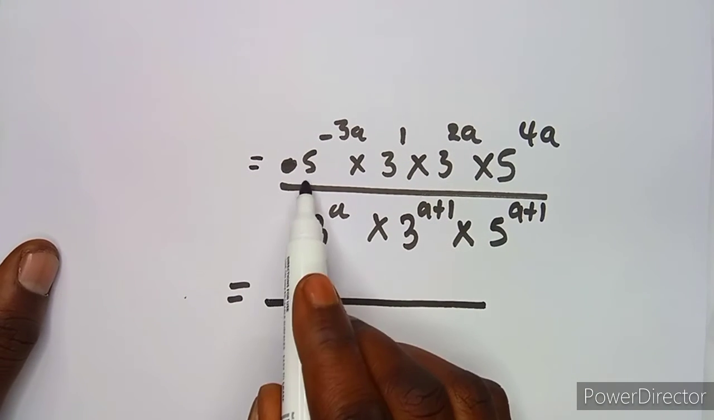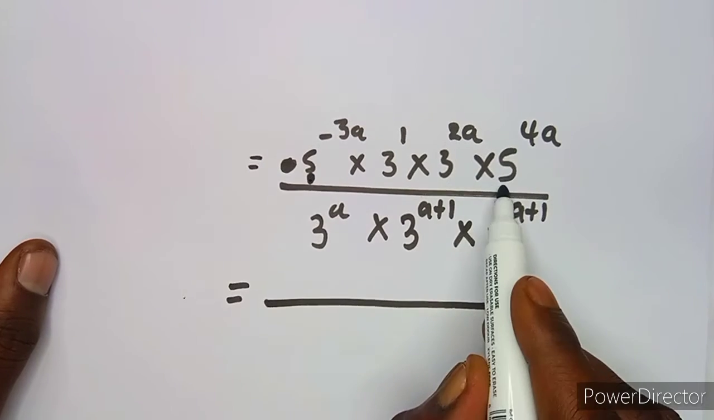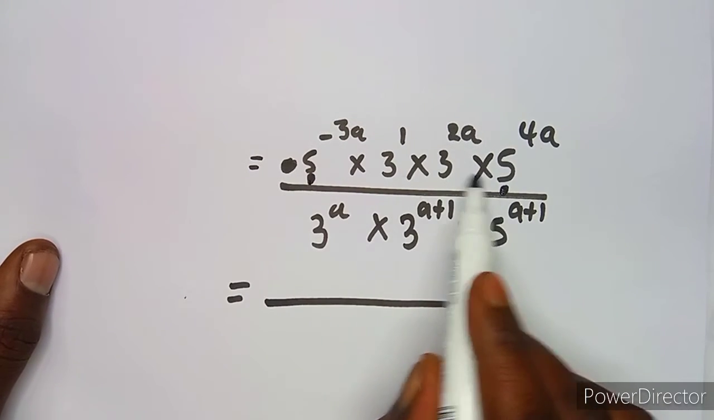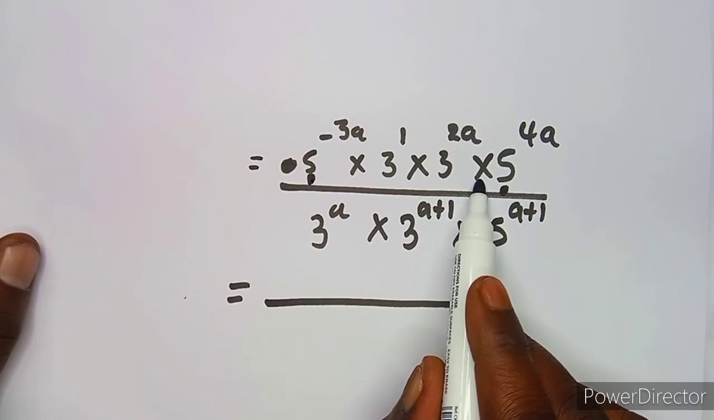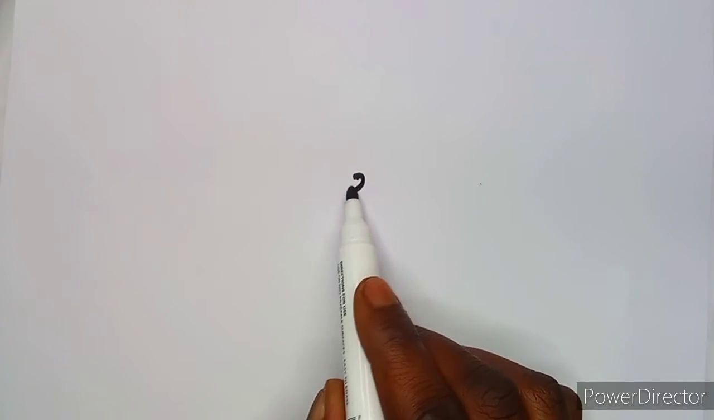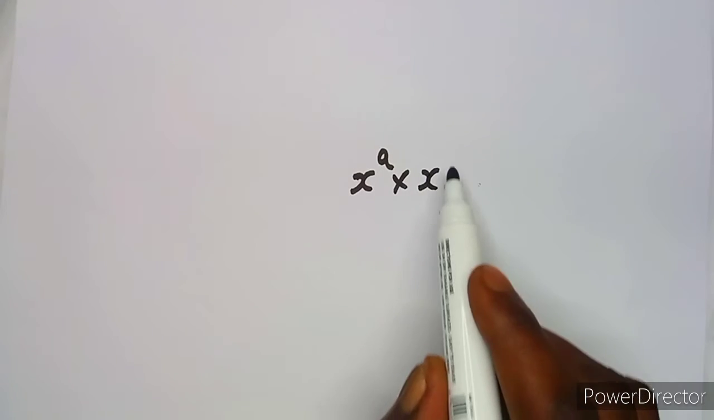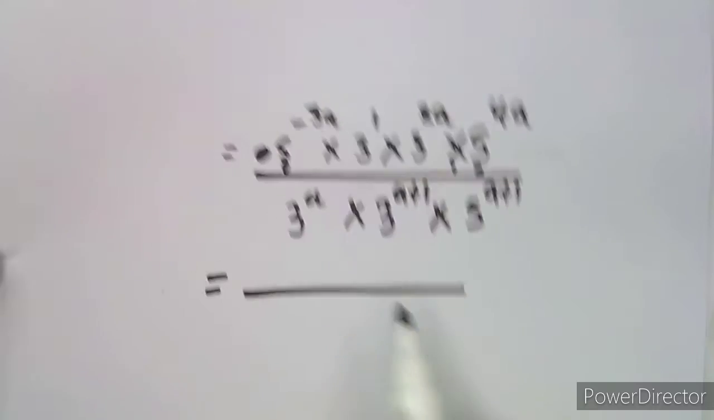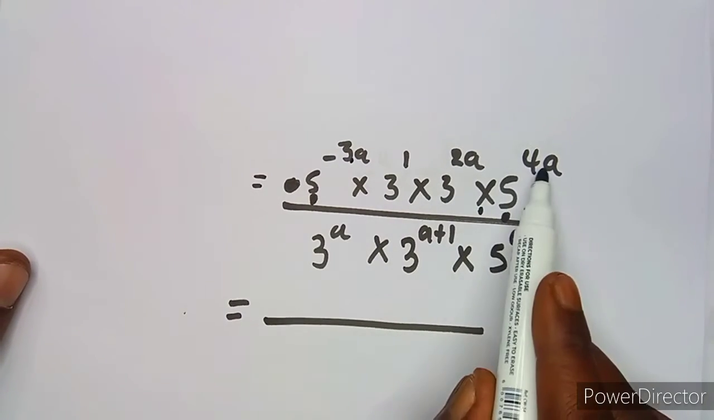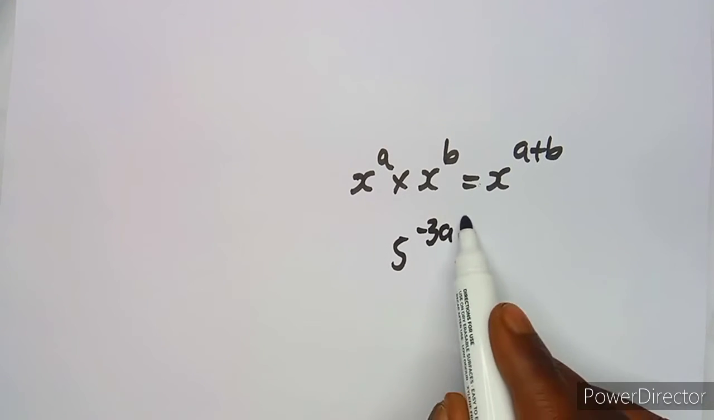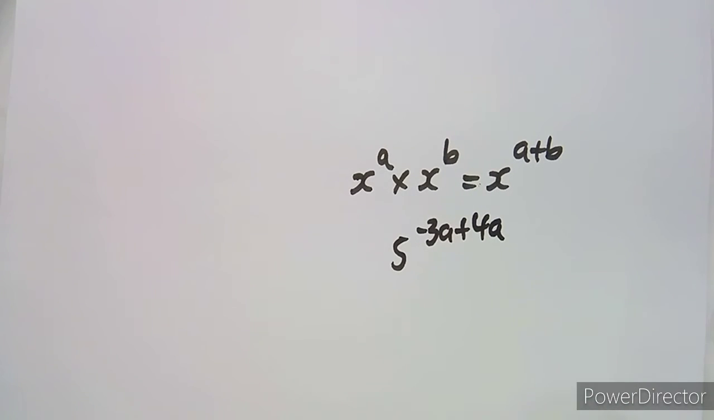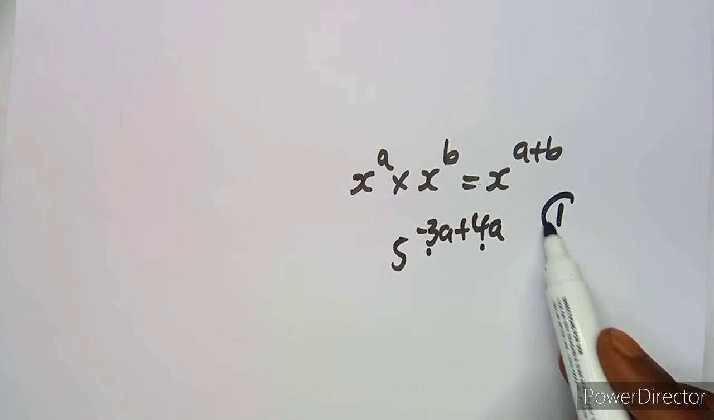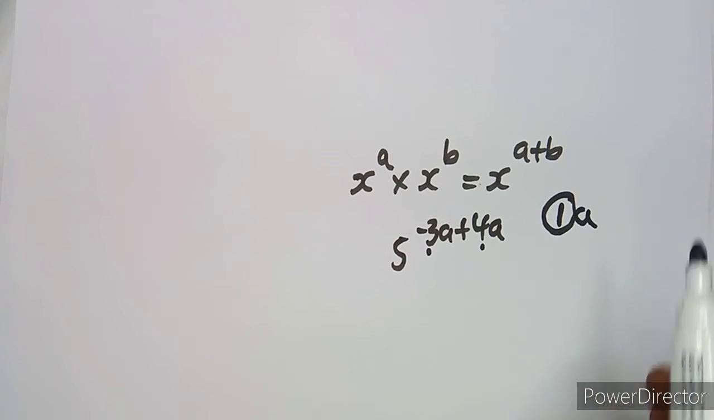Okay, so let's start with 5 and 5 here. These bases are the same and they are multiplying. So we are now back to that concept where we are multiplying the bases which are the same, where we add the exponents. So it means I'm going to add the exponents. So it's minus 3a plus 4a. So it's 5 to the exponent of minus 3a plus 4a. So this simply means minus 3 plus 4. Minus 3 plus 4 from your calculator is 1. So 1a is same as a.